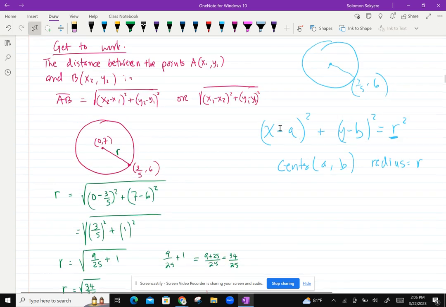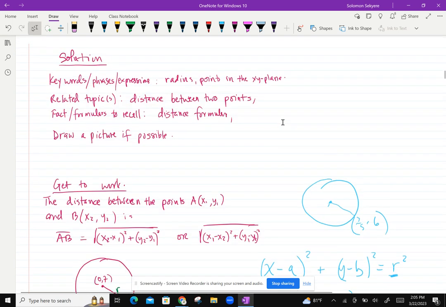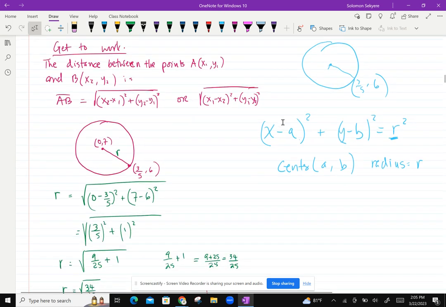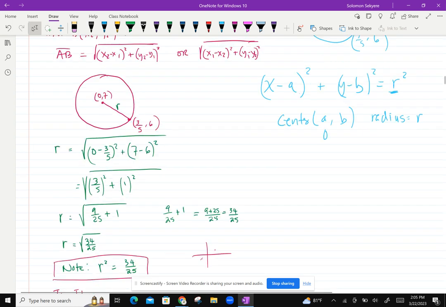Now we go to the question. What have we been given? We know the center of the circle. The center is (0, 7). So we can write (x minus 0) squared plus (y minus 7) squared equals r squared. We look at the picture. Do we know our radius? No, we don't know the radius, but the radius is the distance from the center to an endpoint, a point on the circle.